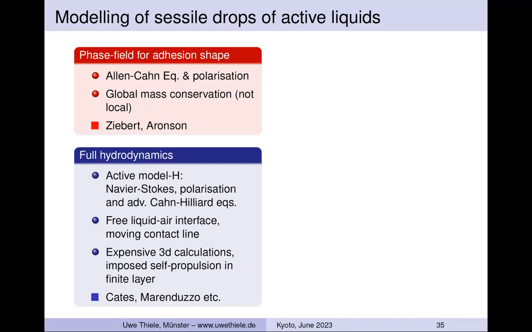Then if you come from the full hydrodynamics and you say, okay, let's take model H that couples Navier-Stokes and the convective Cahn-Hilliard equation, that's called model H, and you make it active by self-propulsion in a certain finite layer. The problem is you then have the free liquid-air interface and moving contact lines, so you have to do a lot of dirty tricks to be correct there. And these are very expensive 3D calculations. This is done by, for instance, Cates, Marenduzzo, and so on.